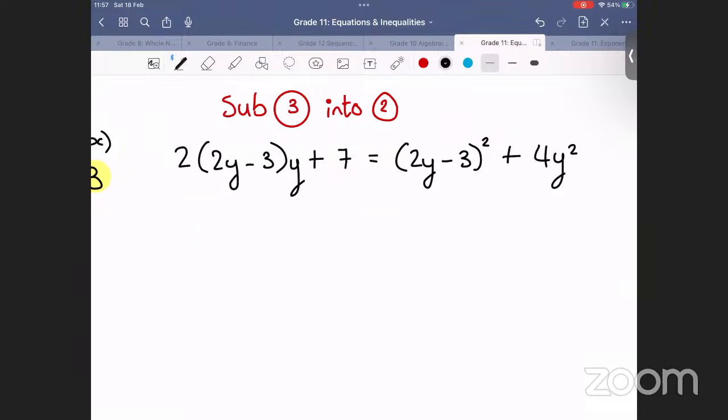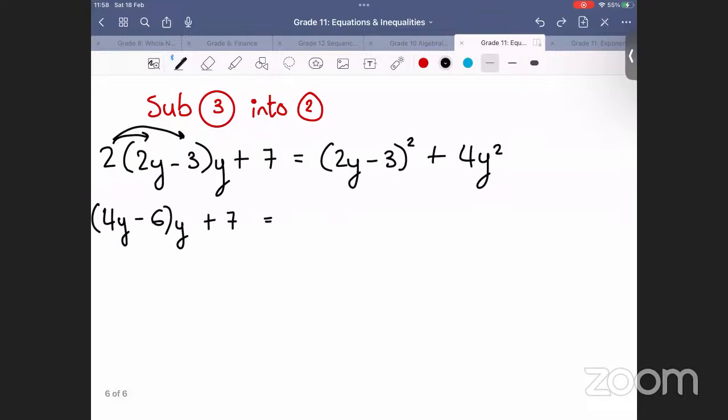But let's take it step by step. So 2 times, I'm just going to distribute the 2 in. That becomes 4y minus 6. And I can still multiply it by that y, plus 7 is equal to, I need to square this, or I can FOIL it. First, outer, inner, last, or I can use the shortcut. Remember what the shortcut is? Because it's a binomial squared, I can use a squared plus 2ab plus b squared. In this case, it's actually going to be minus 2ab, because this is a minus.